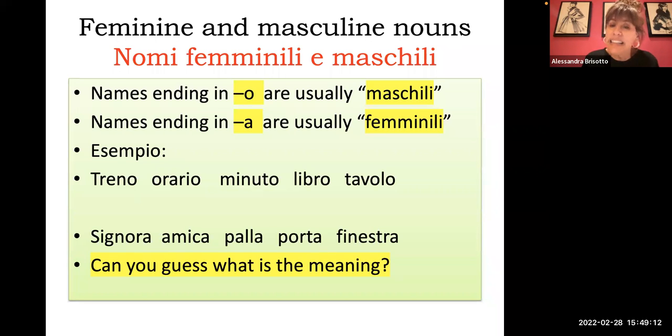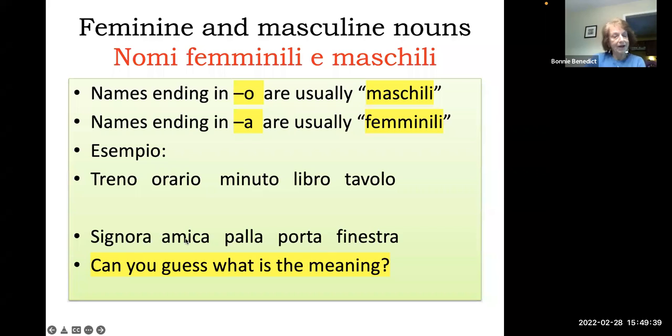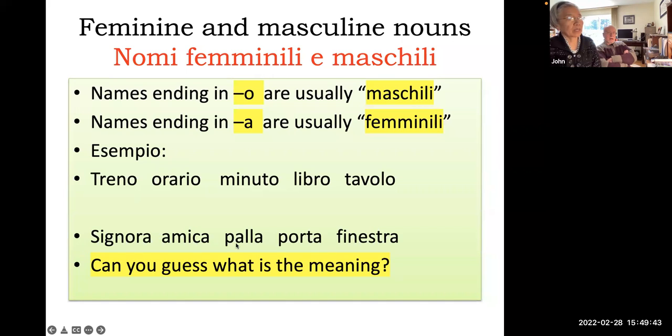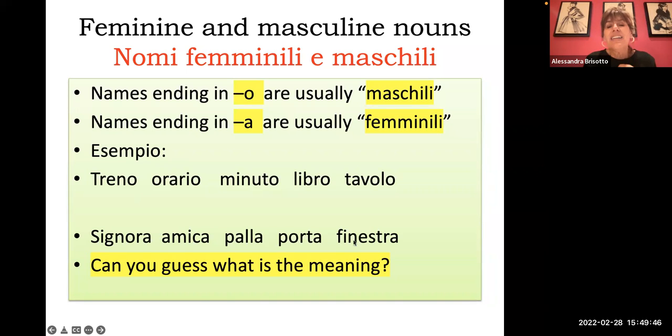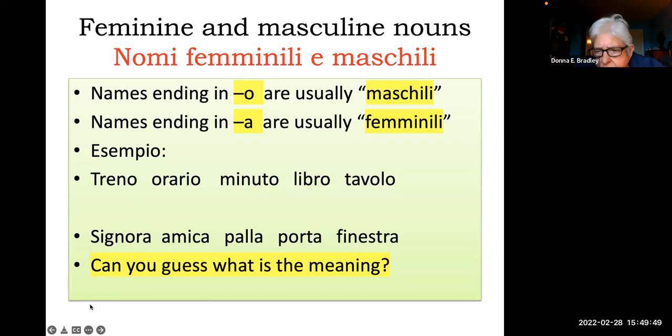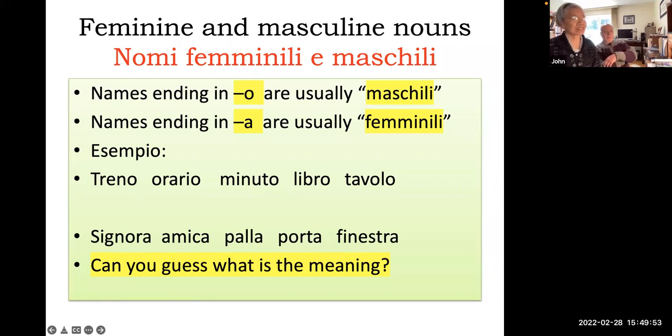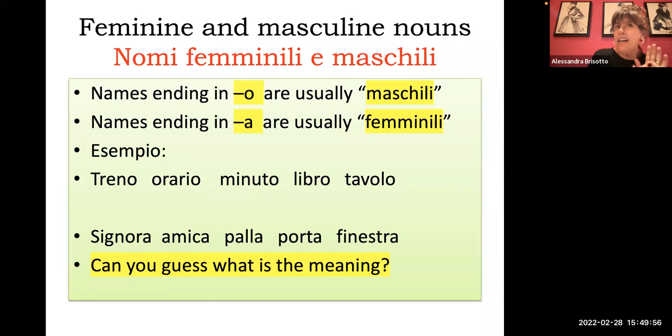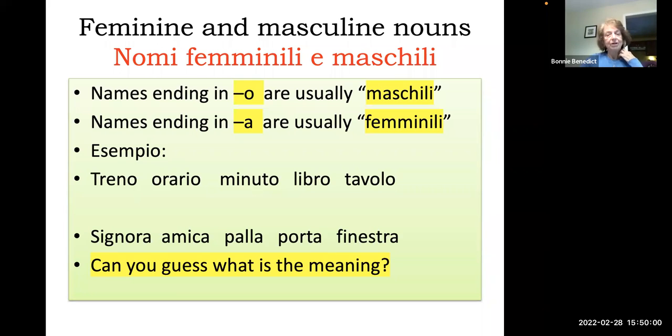Nouns ending in A are usually femminili. So here we have treno, orario, minuto, libro, tavolo. Everything with O, O, O, O, O. Now we have something with A, so it's feminine. You can repeat after me: signora, amica, palla, porta, finestra. Amico is the masculine friend. Amica is the feminine friend.